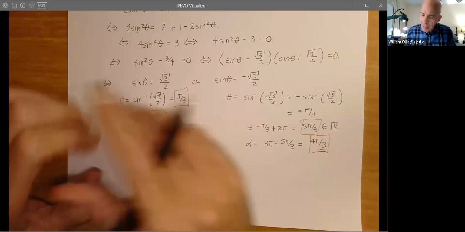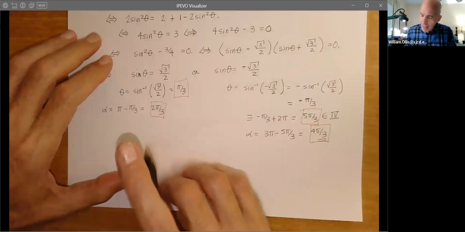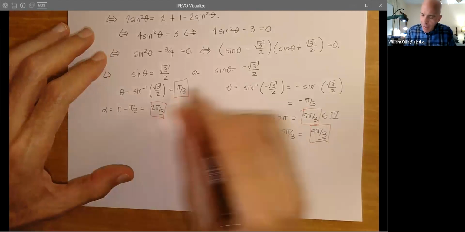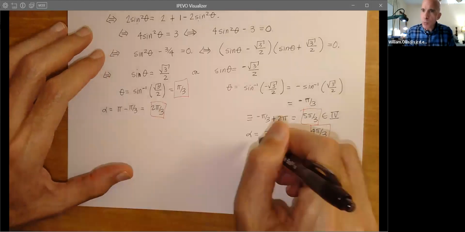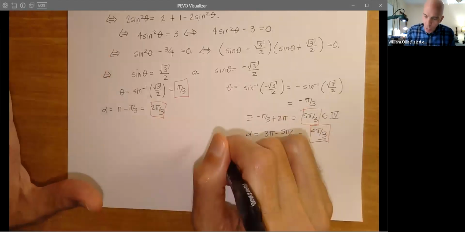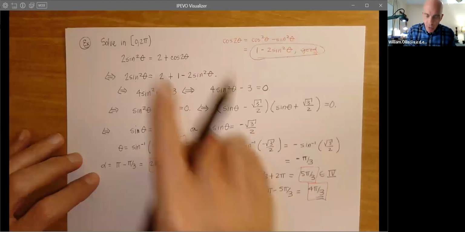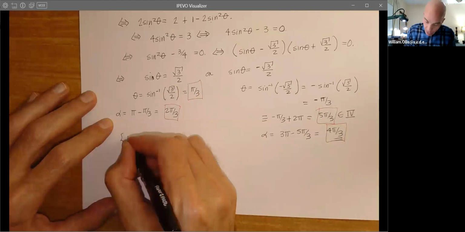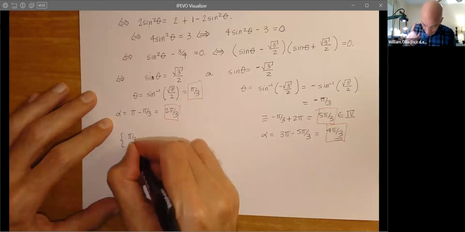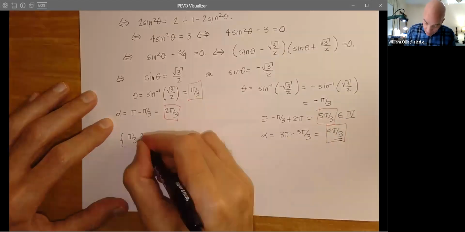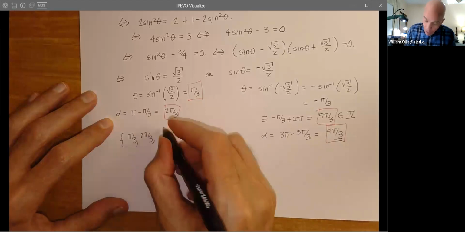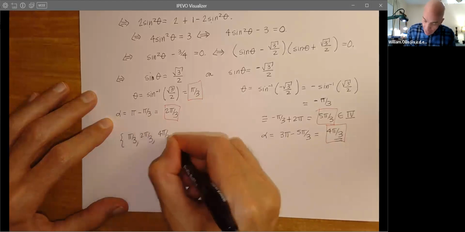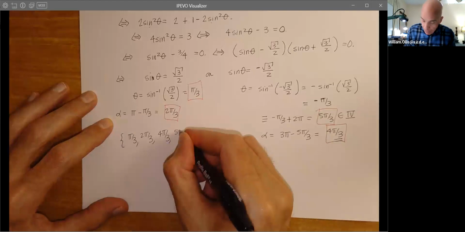So the idea is that regardless of how this comes out, you can always write down an exact solution. So if we're looking here, let's just list them. Pi over 3, 2 pi over 3, 4 pi over 3, and then 5 pi over 3.